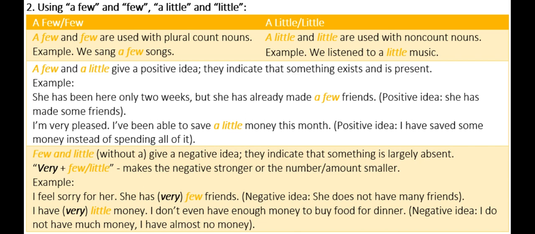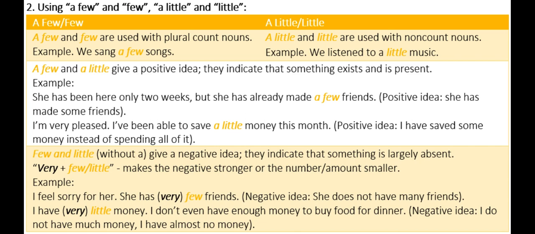A few and a little give a positive idea. They indicate that something exists and is present. Example: she has been here only two weeks, but she has already made a few friends. Positive idea: she has made some friends. I'm very pleased. I've been able to save a little money this month. Positive idea: I have saved some money instead of spending all of it.